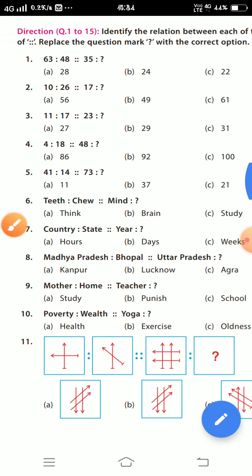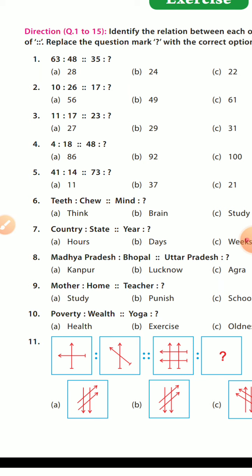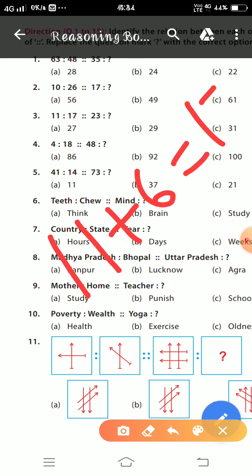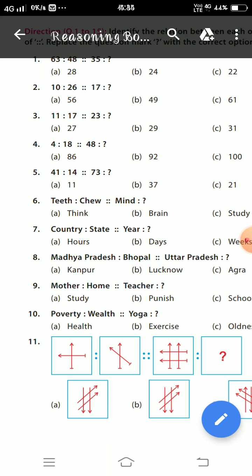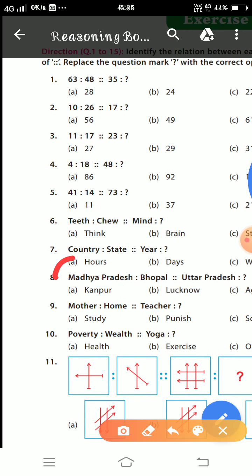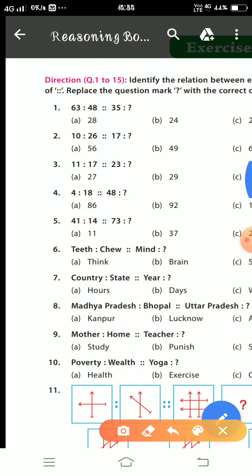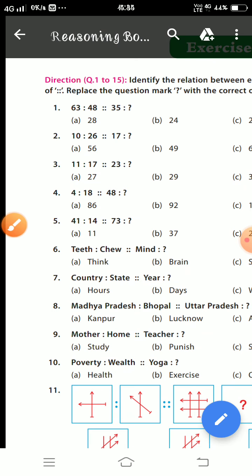So last, you can do the second question in the same manner, and I am giving you the example of the third question. 11 is to 17, then what will be the answer for 13? 23. So if I try to solve it, the 11, if I do plus 6 to it, then it will be 17. Okay, in the same manner, if I do plus 6 to the 23, then it will be 29. So you can find the B option is correct for 8.